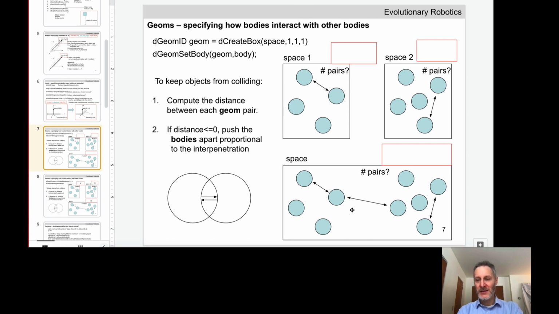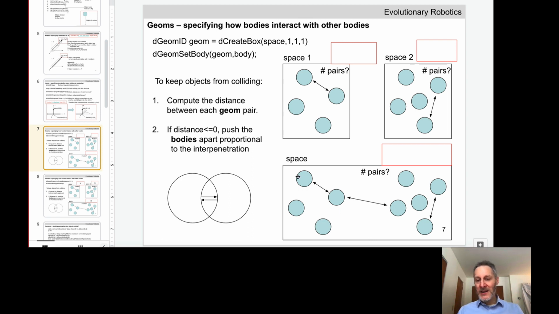If you have an idea, go ahead and type it into chat. So we need to determine whether this object is in contact with this object, and whether this object is in contact with this object, and so on. Jared says 9 choose 2. That's right. That's one way to do it.